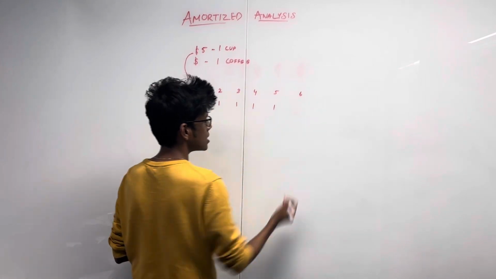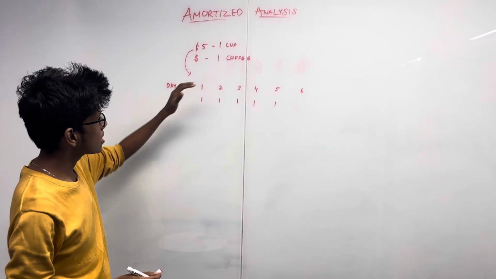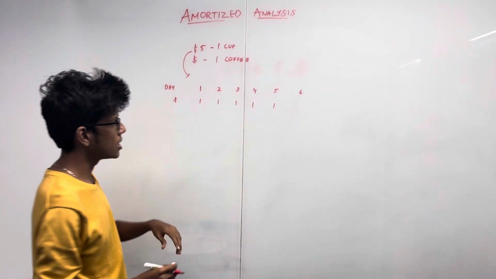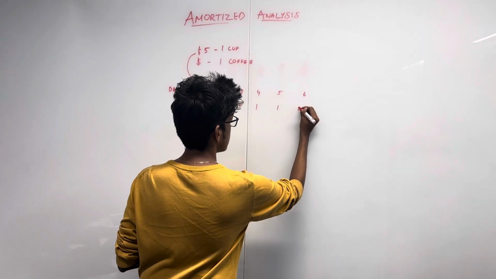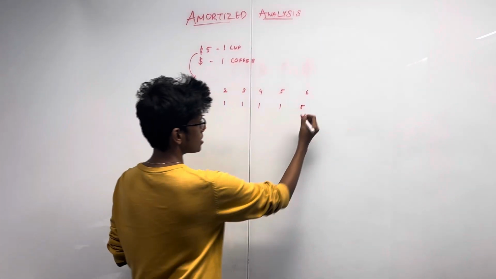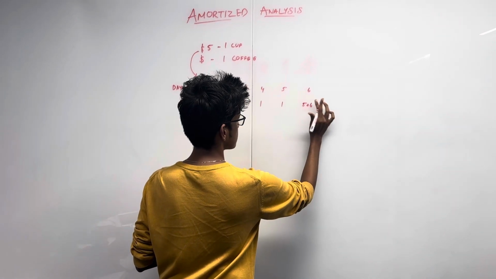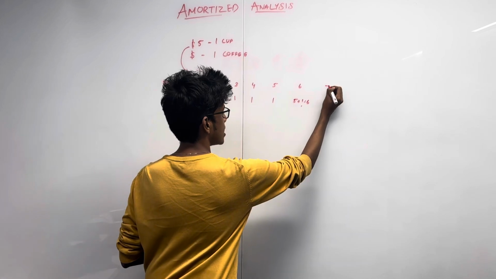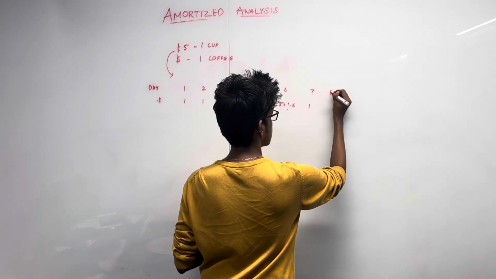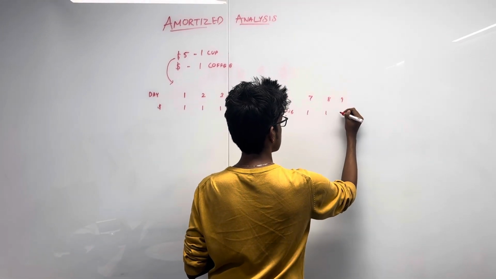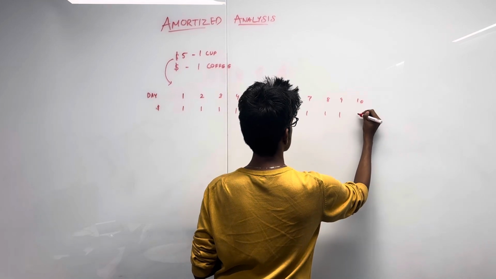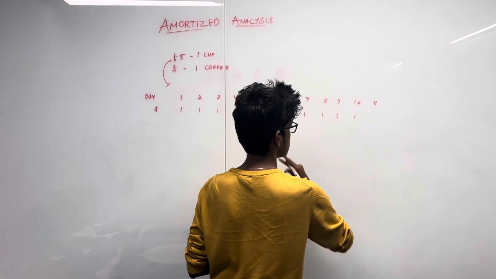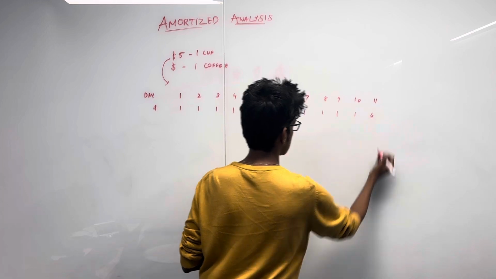On day 6, something interesting happens. I've used my cup 5 times, so I need to buy a new cup now. So that will be 5. And I need to buy coffee for it as well, which will be 1. So this becomes $6 totally. And again, day 7 is 1, day 8 is 1, day 9 is 1, 10 is 1. And again, 11, the same logic applies, and we have $6 here.